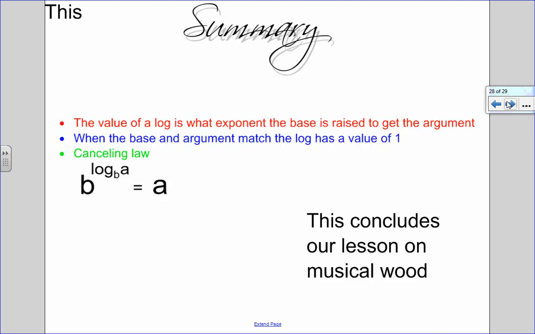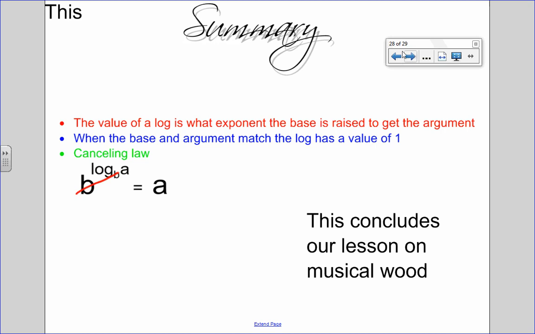So to summarize here, the value of a log is the exponent the base is raised to get the argument. When the base and the argument match, that matching law, the log has a value of 1. And remember that canceling law. When you have an exponent with a base of b and you're raising it to a log with a base of b, they cancel to be just the argument. So this concludes our lesson on musical wood.